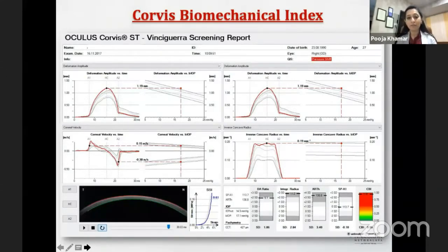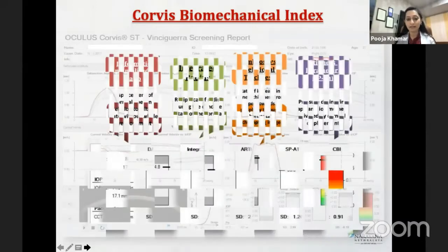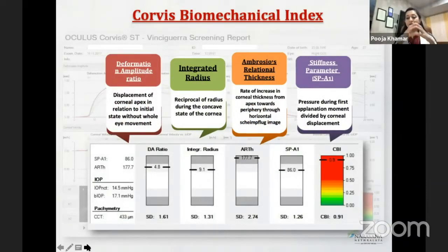The next very important map is the Vinciguerra screening report, which gives us a lot of information. It gives you information about the CBI, which is the Corvus Biomechanical Index. The Corvus Biomechanical Index is a combined parameter which takes into consideration 4 other parameters: the deformation amplitude, the integrated radius, the Ambrosio relational thickness, and the stiffness parameter. And the stiffness parameter is one of the most important parameters, because that is the pressure during the first applanation movement divided by the corneal displacement. So all these 4 parameters combine to give you the CBI value, which is the Corvus Biomechanical Index.